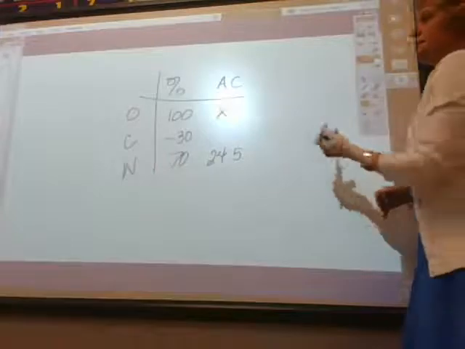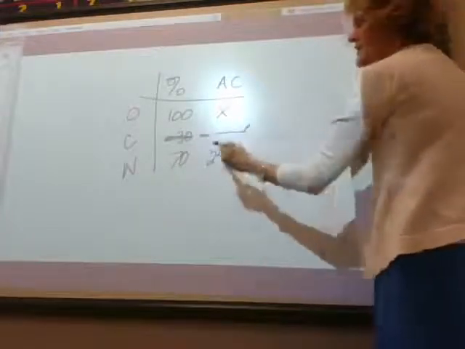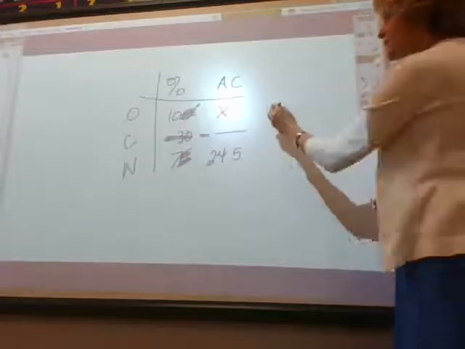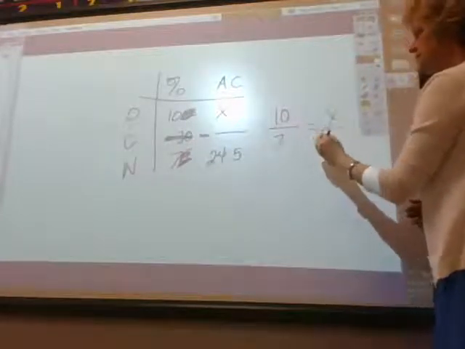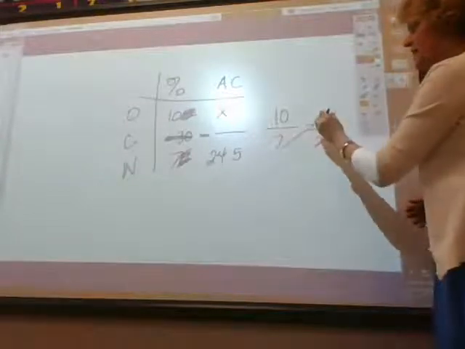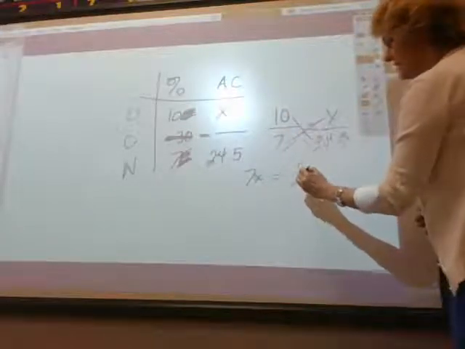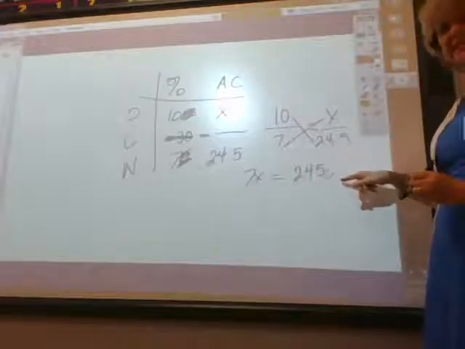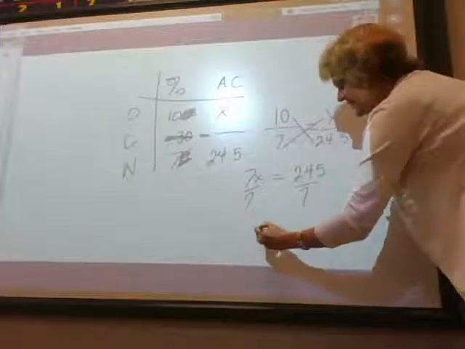All right, so again, now I might want to do this and reduce, which makes it a little easier to work with. So 10 over 7 is x over 24.5. Okay, so cross multiply: 7x equals 245, right? If I multiplied a decimal by 10, good. All right, divide by 7 on both sides.